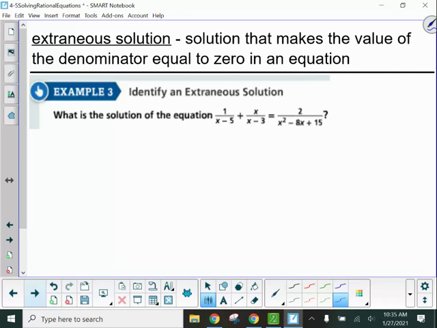Because I am dealing with rational functions here, your extraneous solutions are going to be the ones where, if you were to plug them back in, you would get something that's not defined.